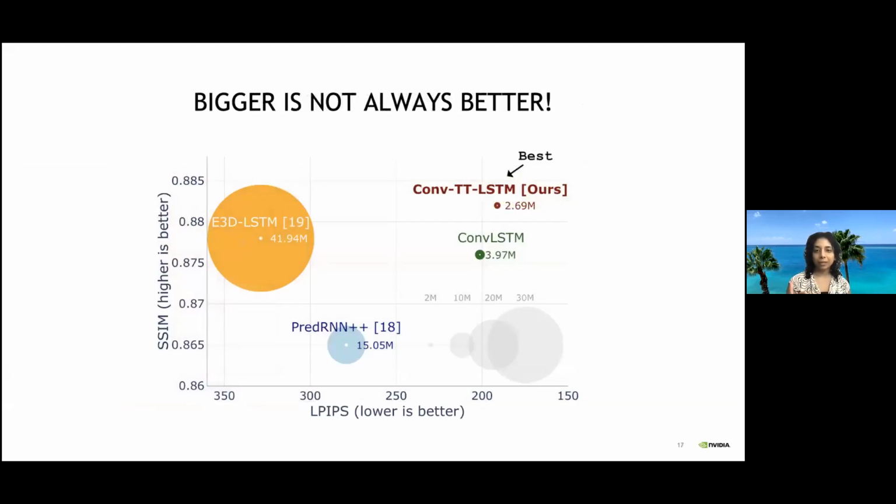And this is the message, right, that I said earlier, that a bigger model is not always better. So our convolutional tensor train LSTM model has a much smaller number of parameters than the earlier state of the art. Here you can see it's 20x, right? So nearly. And in that setting, we are still doing better, right? So in terms of different video quality metrics, in terms of long-term prediction.